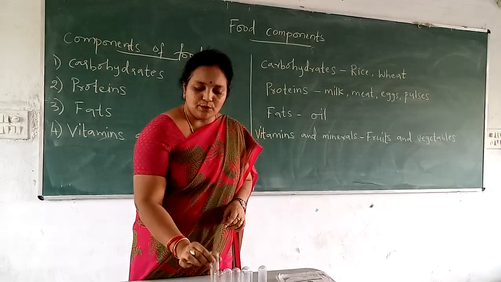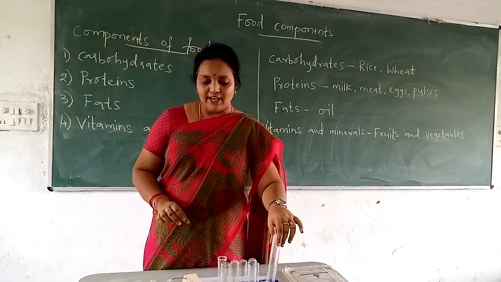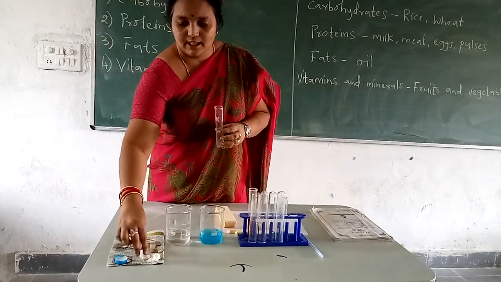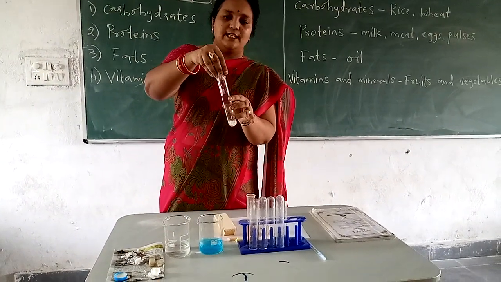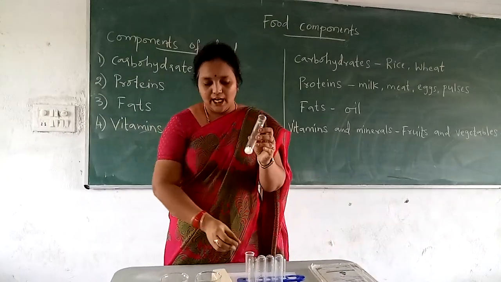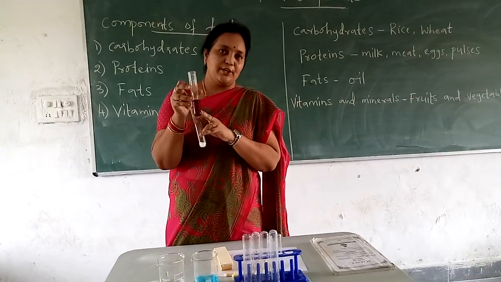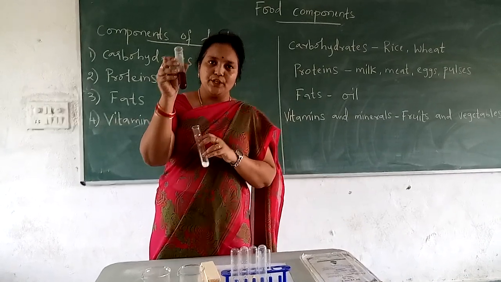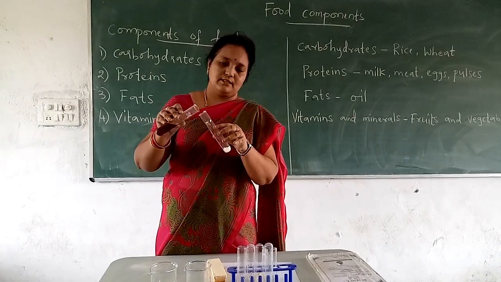In order to test the carbohydrates, first, what I will do is, I will take rice in a test tube. See, I am taking rice in the test tube. And I am going to add iodine solution. What is the color of this iodine solution? It is brown in color. So, I am going to add iodine solution to this rice.